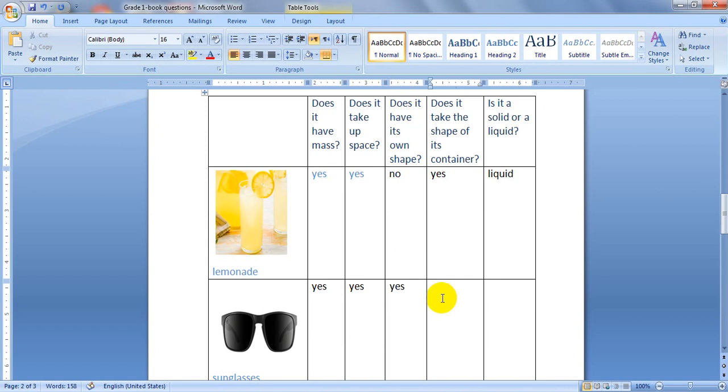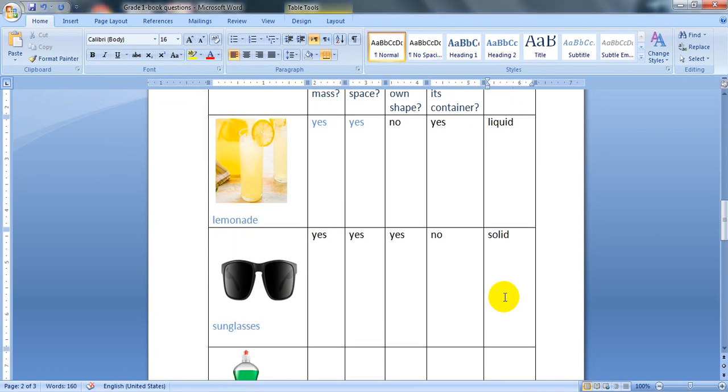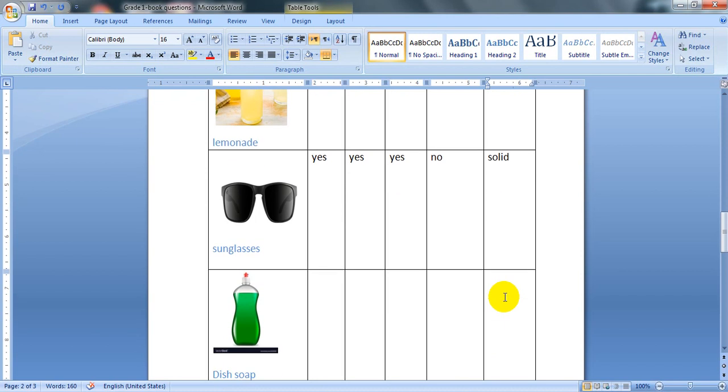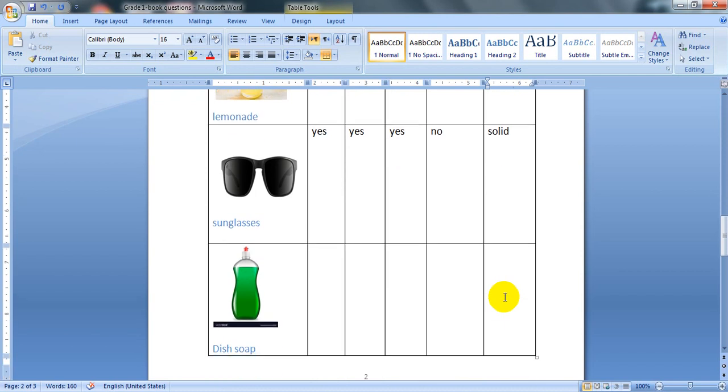Does it take the shape of its container? No. What about the last one? Is it solid or liquid? Of course it is a solid because it has its own shape. Let's move to the third, the dish soap.